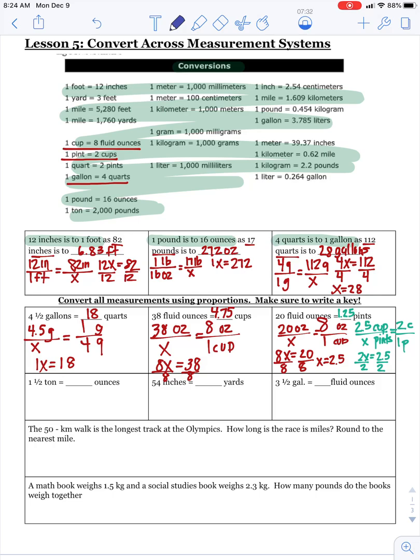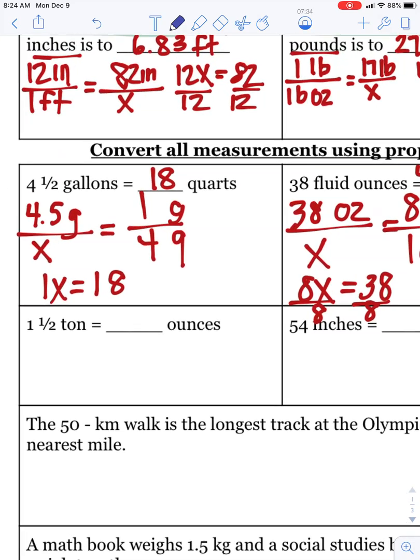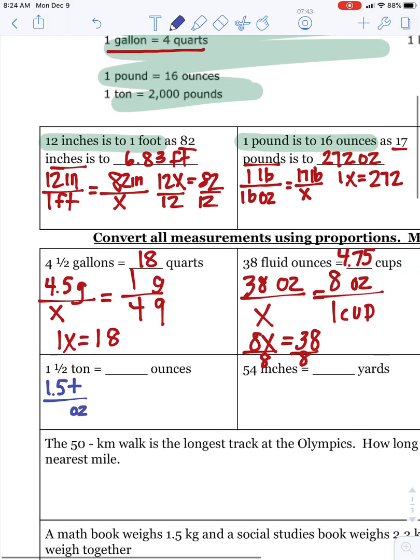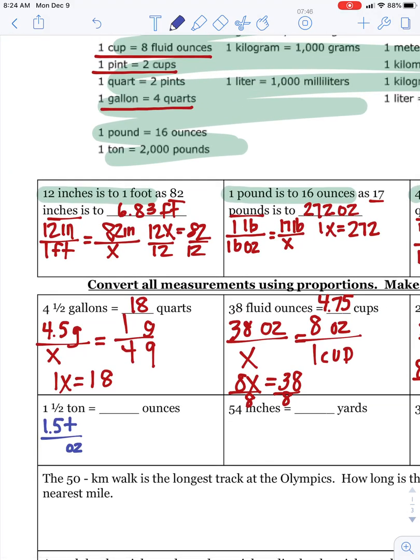Okay, so you should have tried these with a partner. So we're going to start with 1.5 tons. So 1.5 tons over ounces. And then we're going to look for the conversion in the chart. So I see it right here right away, but it doesn't convert to ounces. It converts to pounds. So I need to actually do 2 on this one. So I have to put pounds on the bottom. And then I'm going to do 1 ton over 2,000 pounds.